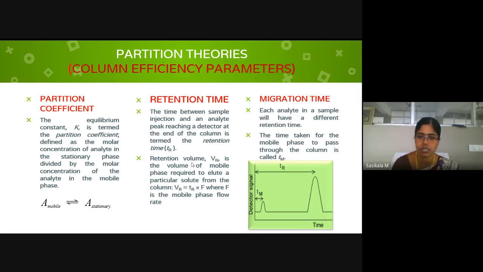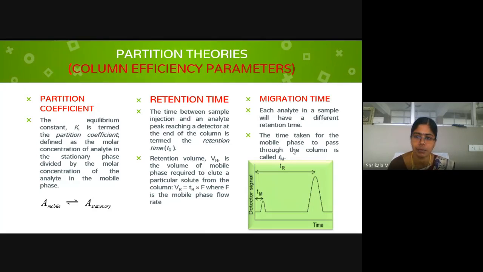And retention volume, what is retention volume? The volume of mobile phase taken for the sample to reach 50% elution is called retention volume, and it depends on the flow rate of the mobile phase. It is expressed in ml per minute. And the ideal flow rate, which I didn't mention, is 0.1 to 10 ml per minute. We can use 0.1 to 10 ml per minute as the flow rate for the mobile phase, and it decides the retention time also, so that we can calculate how much retention volume of mobile phase is used for elution.